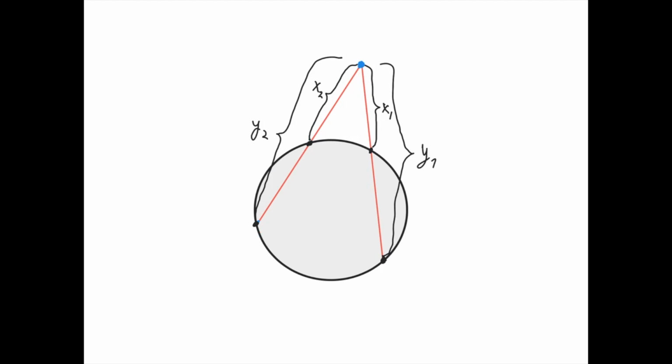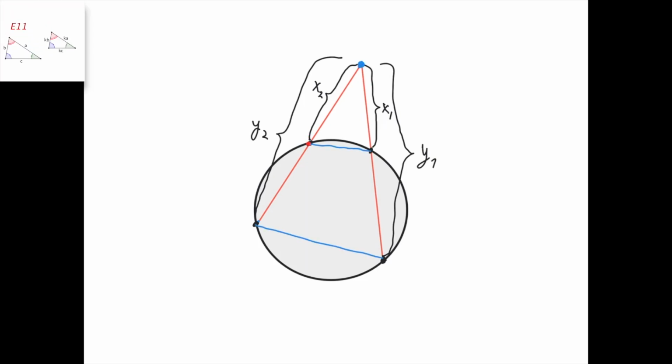And the question here is, what can we say about x1, x2, y1, and y2? Is there a relationship between them? And the answer is, of course, yes, there is. Consider this triangle and this triangle.